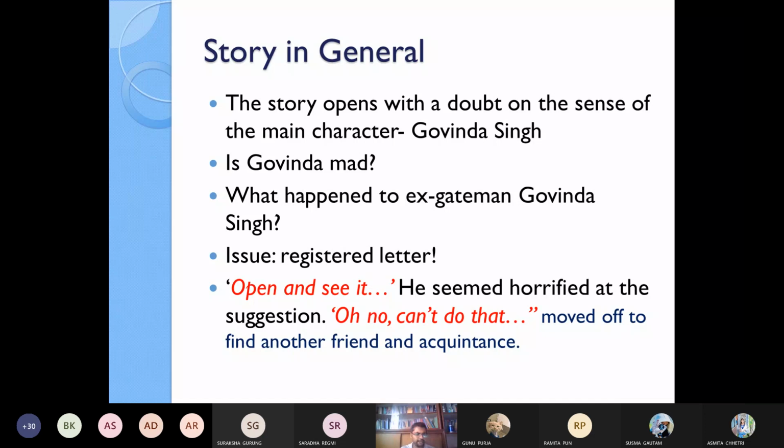Actually, Govinda Singh is an honest man. He does not know how to read and write. So he takes the help of his friend to open and read the letter. But here he thinks that opening the letter might be very difficult, or there might be an accusation against Govinda Singh. That's why he couldn't open the letter. This is what we need to find here.